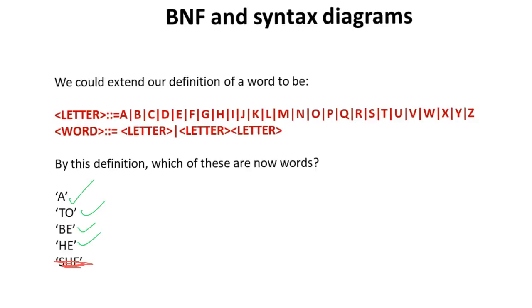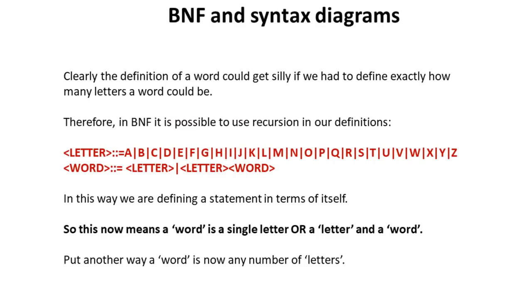Now we could obviously continue and say a word is defined as a letter or a letter letter, or a letter letter letter, but something doesn't seem very right about this. So let's move on to the next slide. Now, clearly the definition of a word could get ridiculous if we had to define how many letters. This is where BNF allows us to use recursion. So let's just have a look at this.